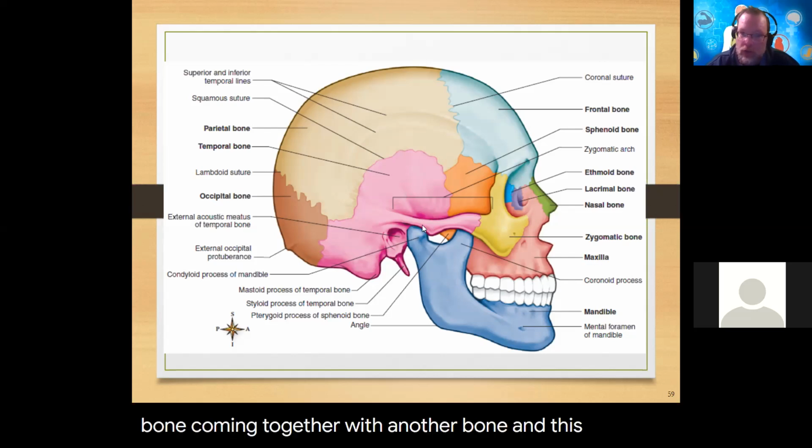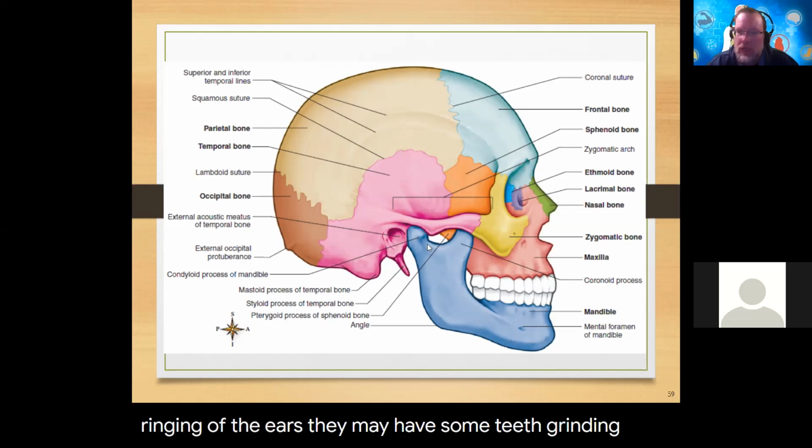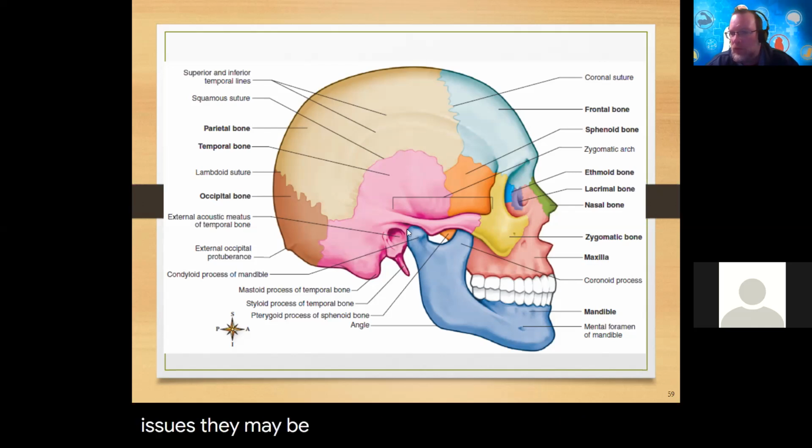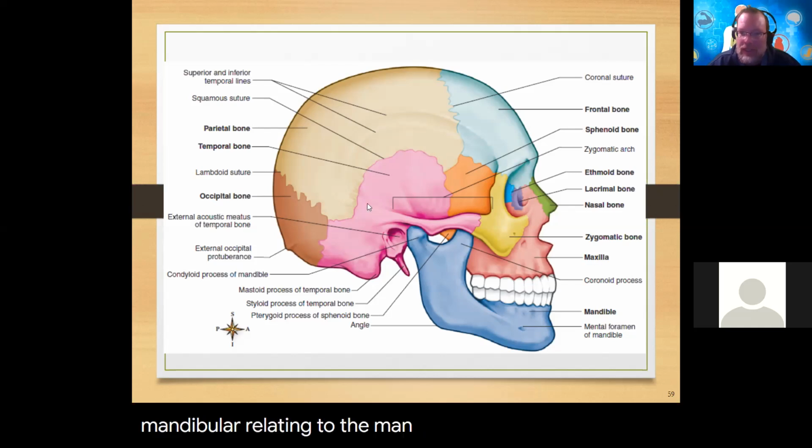And this particular joint is very problematic for some folks, and maybe some of your children may have some tinnitus or ringing of the ears. They may have some teeth grinding issues. They may be diagnosed with something called TMJ disorder. And that just means temporal, so the temporal bone, and the mandibular, or the mandible bone. So we say mandibular relating to the mandible. So temporomandibular, and then the J is for joint, TMJ.